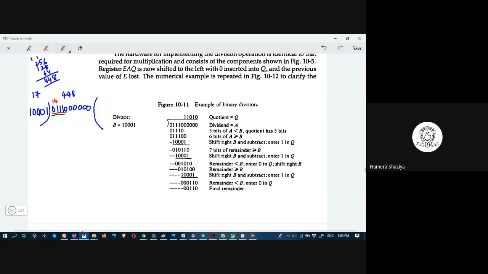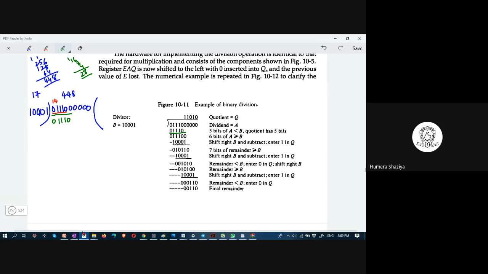What is its decimal value? This is 1, 2, 4, 8, 16. What is this equal to? 28. Is 28 greater than 17? Yes. So first we considered the first 5 bits, and these 5 bits happened to be smaller than B.